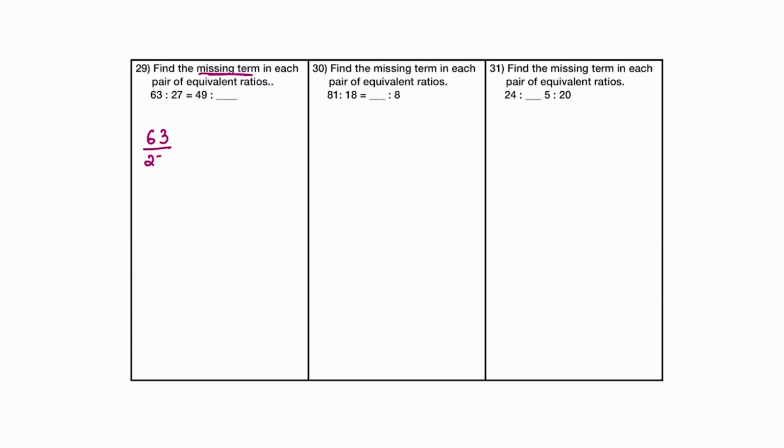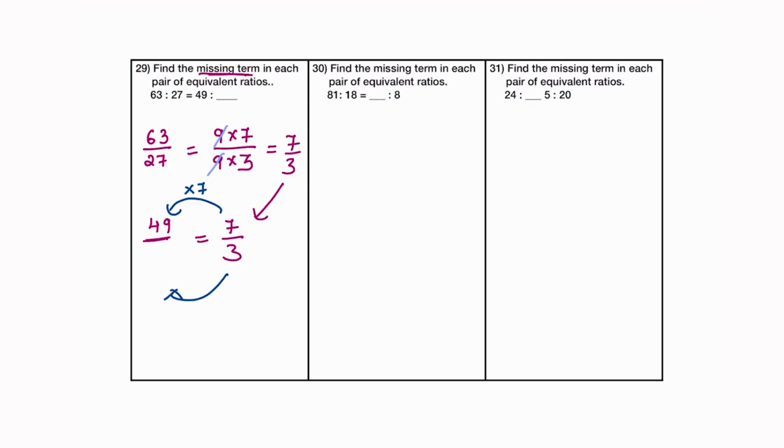Let's take the first ratio. So we simplify this. We say this is 9 times 7, and that's 9 times 3. So 9 and 9 is out, which means this is 7 over 3. Now let's take the second. 49 over something has to be equal to 7 over 3. So we use this here, and now we follow the process from the previous question. So 7 to 49 is times 7. Same thing here, we have to do times 7, and hence the answer will be 21. Okay, so this was the extra step where you had to simplify, and then you were using this simplest form here.